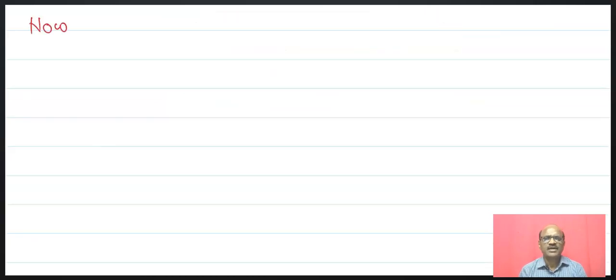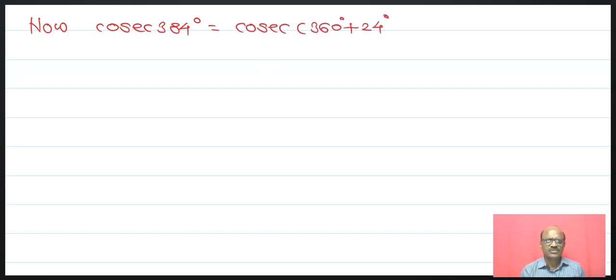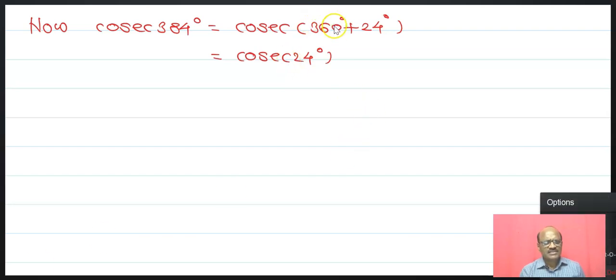Now in the second part, we'll find out the values of the remaining two values. That is cosec 384 is equal to cosec (360 plus 24). It comes in the first quadrant, and in the first quadrant all trigonometric ratios are positive, and here is an integral multiple of pi. Therefore the function remains as it is.